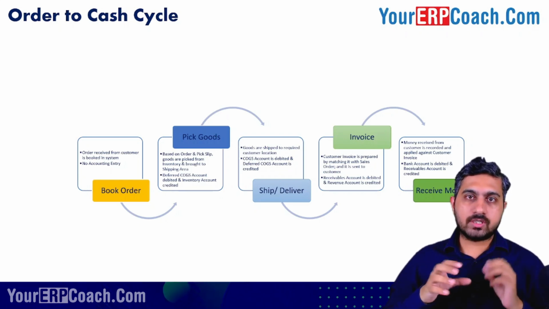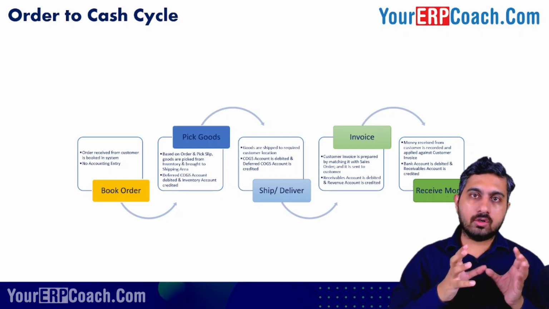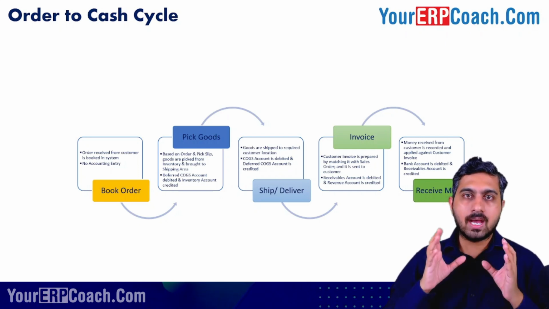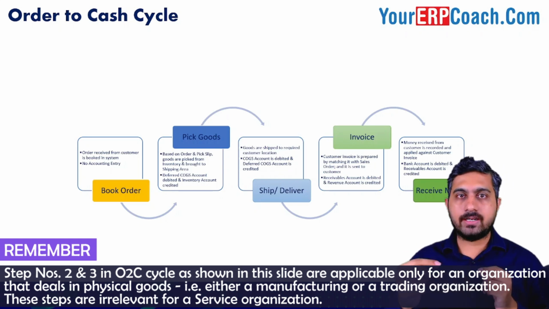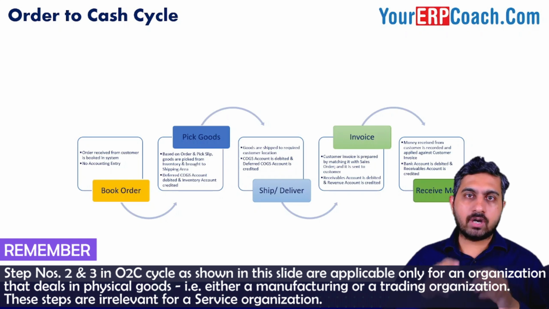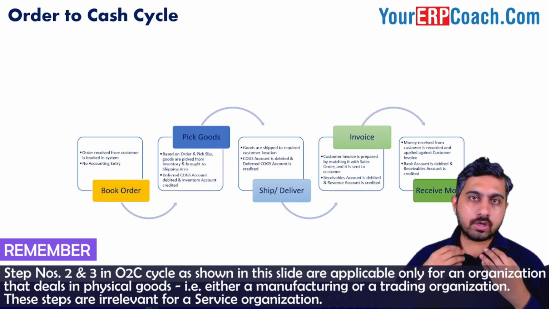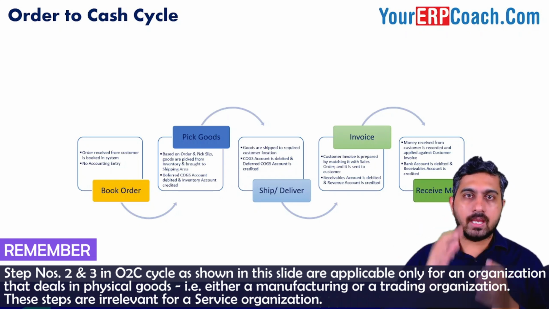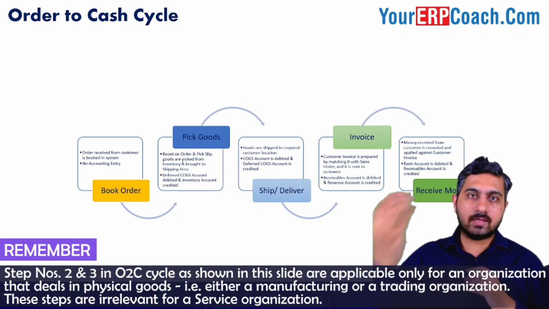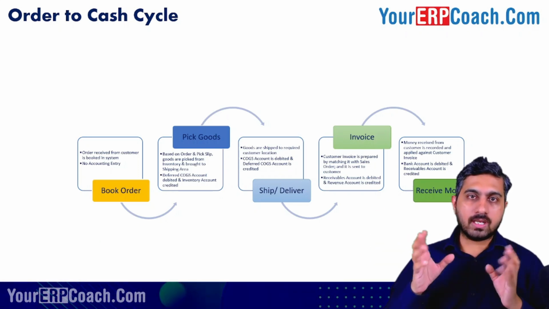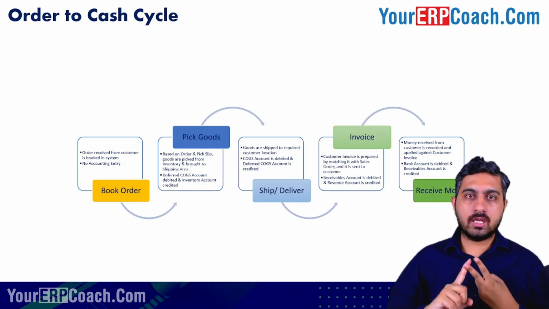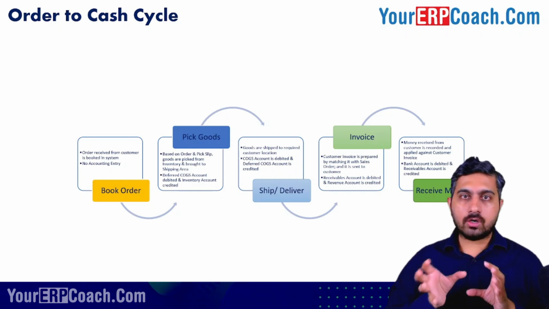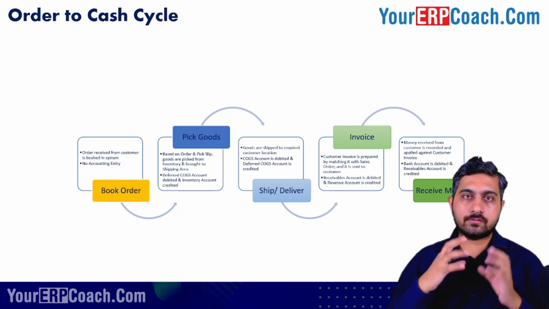Now, the next two steps in this O2C cycle, which are picking of the goods and then shipping or delivering of the goods, are involved only in case of the firms or organizations that deal in physical items. So let's say the manufacturing organizations or the trading organizations are the only ones where these two steps will exist. For the service organizations, it will directly be AR invoicing or the customer invoicing and then receiving the money from the customers. Those organizations will not have these two steps. However, from the perspective of a manufacturing or a trading organization, the next step after the order booking is going to be picking of the goods from the warehouse.